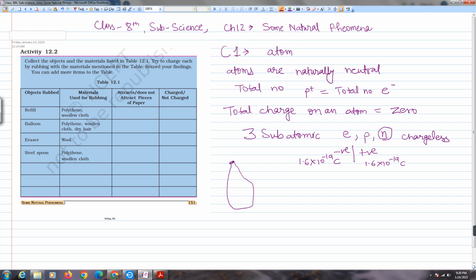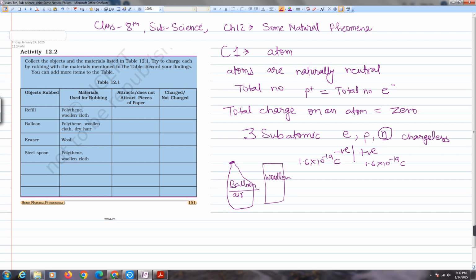Now, for example, if we take an inflated balloon, and we are just tying it from here. What is inside? Inside is air, and the balloon is made up of rubber. If we rub it with a woolen cloth, correct? If this is a woolen cloth and we are rubbing the balloon with the woolen cloth, it will get electrified. Electrified means it will get charge.